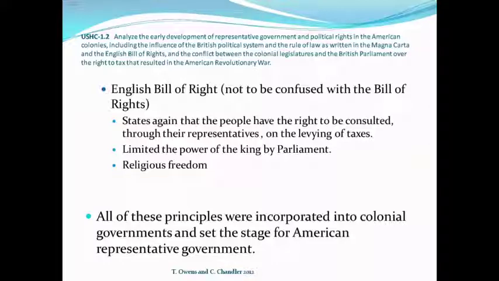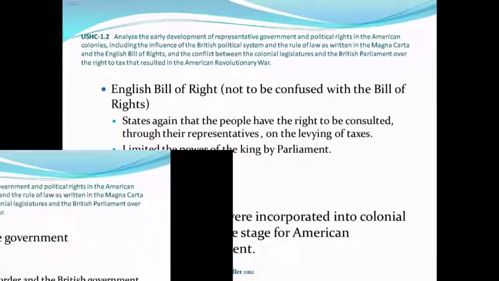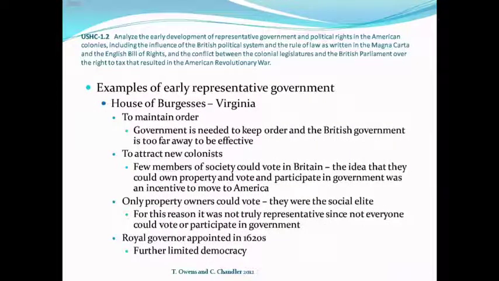It also established religious freedom, which they thought they had in all the colonies, and these were incorporated into the colonial governments, and this is what's going to set the stage for American representative government the way it is today. All the colonies established their own representative government in order to rule over their colonies and keep order, since the British were really too far away to do anything.